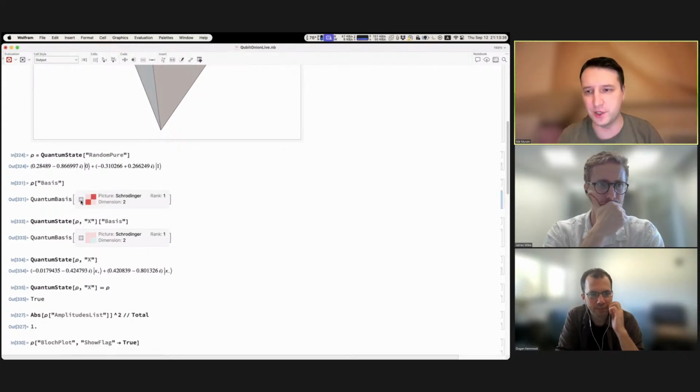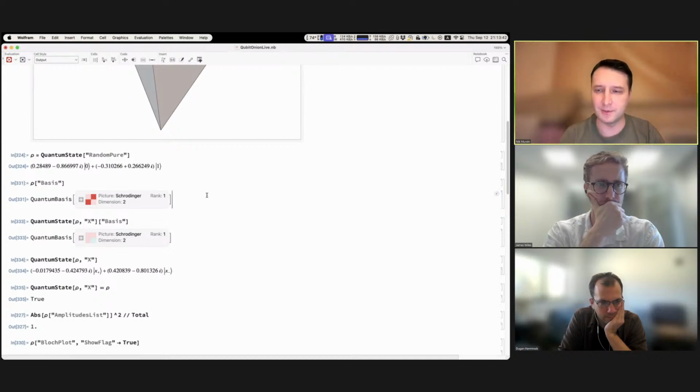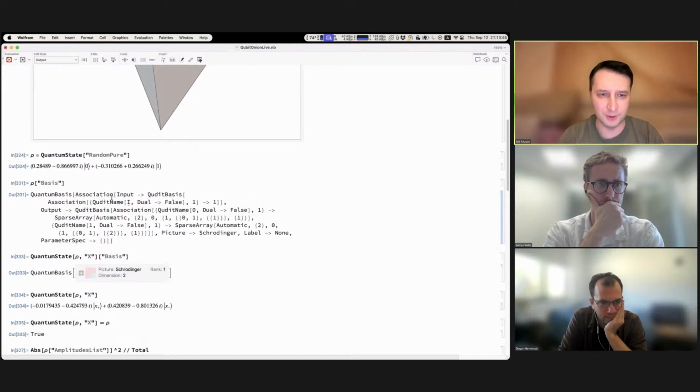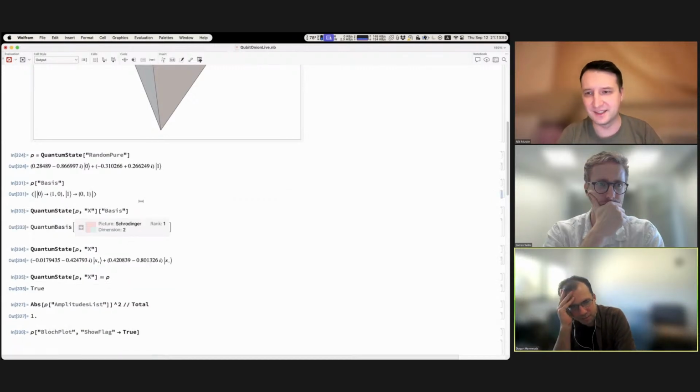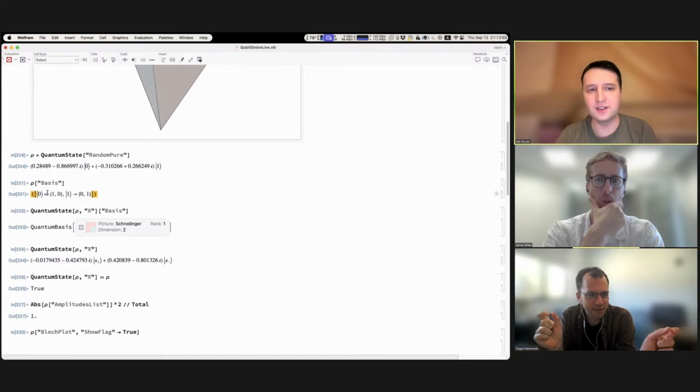Normal form is just an object called a quantum basis, and it has the representations of each of those elements somehow embedded in it. If you want its input form, it looks more complicated. So it is an association.